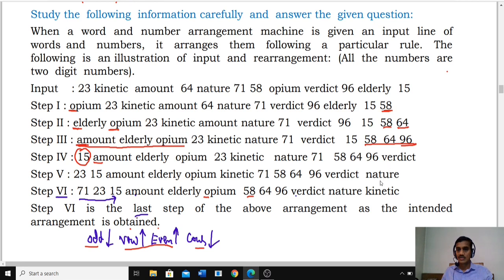Next one, here verdict, highest consonant at the last place. Next step, 15 shifted to the next place, verdict shifted to the previous place.